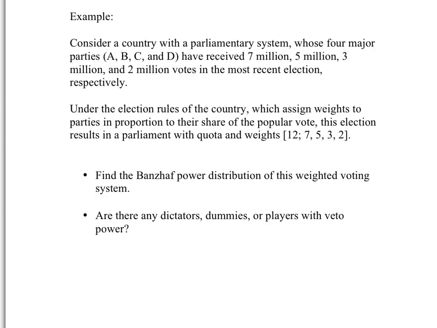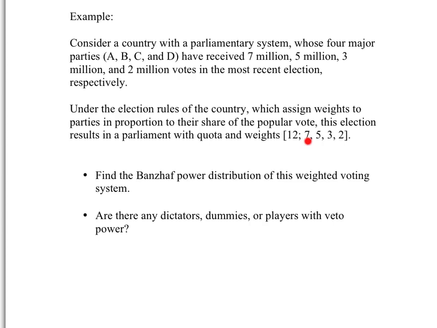Consider a country with a parliamentary system whose 4 major parties, let's call them A, B, C, and D, have received 7 million votes, 5 million votes, 3 million votes, and 2 million votes, respectively, in the most recent election. Under the election rules in this parliamentary system, weights are assigned to parties in proportion to their share of the popular vote. The election results in a parliament with quota 12 and weights 7, 5, 3, 2.